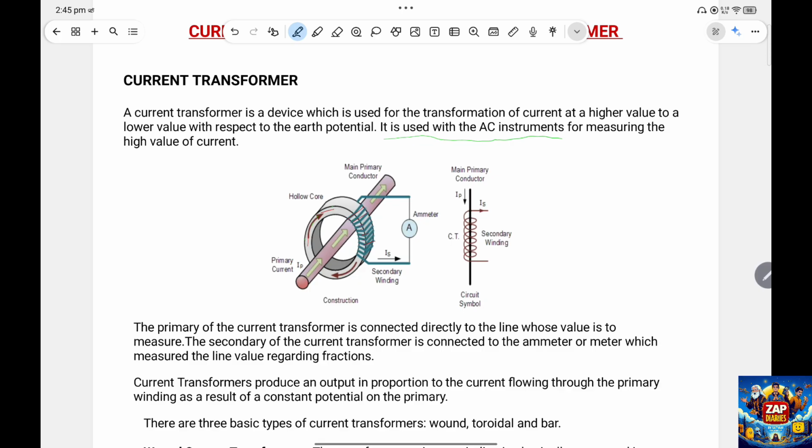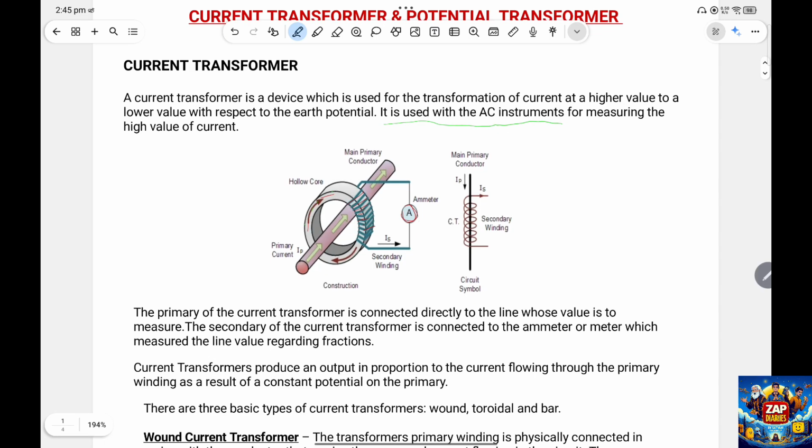This winding is wrapped around one part of the core, and due to electromagnetic induction through the main conductor, it will induce current in this one. This is a step down type, and the current over here is measured through an ammeter. So a CT is a kind of transformer that pairs up with the ammeter to form a single unit.